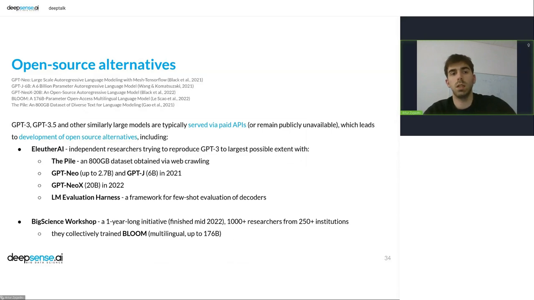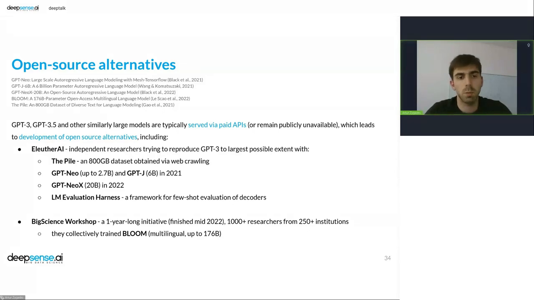GPT 3.5 and other similarly large models are typically served via APIs, which are often paid, or remain publicly unavailable. This situation leads, of course, to the development of open source alternatives. Let me tell you about two of them, two initiatives actually related to open models. The first one is Eleuther AI, which is an independent group of researchers who are trying to reproduce GPT-3 to the largest possible extent and make it open. They started in 2021 with a release of a data set called The Pile, which is 800 gigabytes of text. They obtained the data mostly via web crawling. Then they used The Pile to train three consecutive GPT variants, GPT-Neo, GPT-J, and GPT-NeoX. All of them are decoders and are increasingly large, with GPT-NeoX being a 20 billion parameter model.